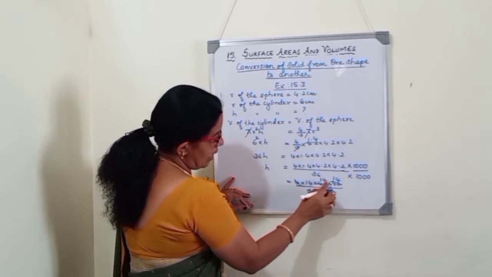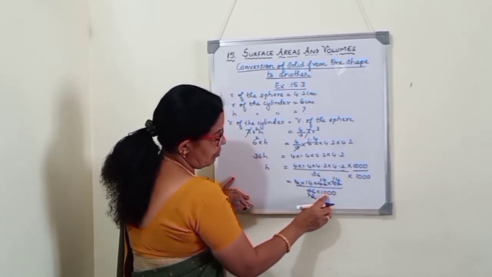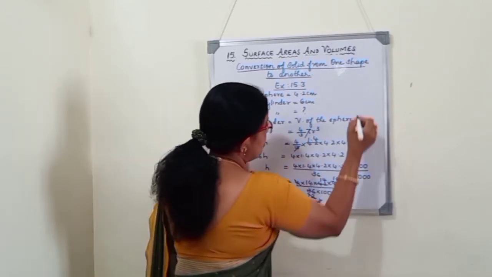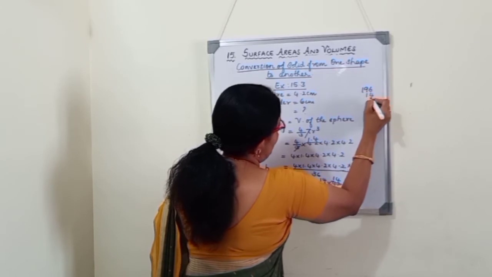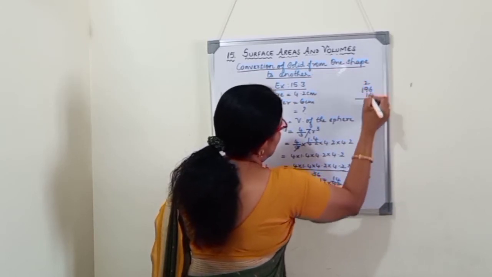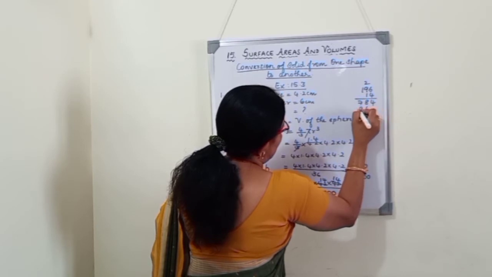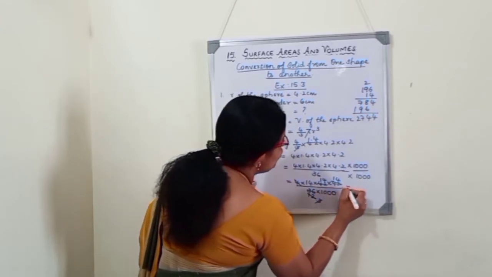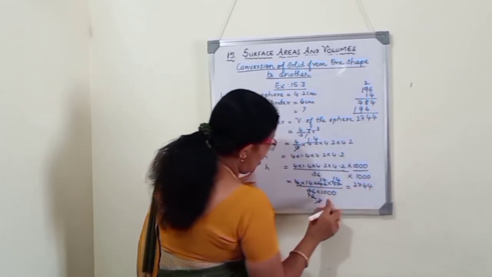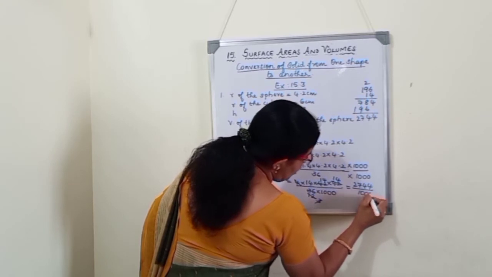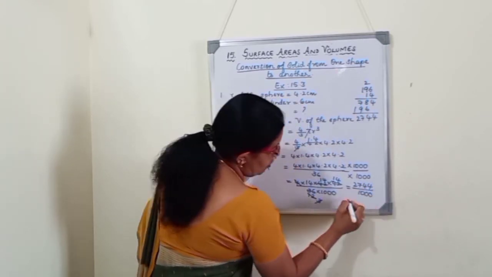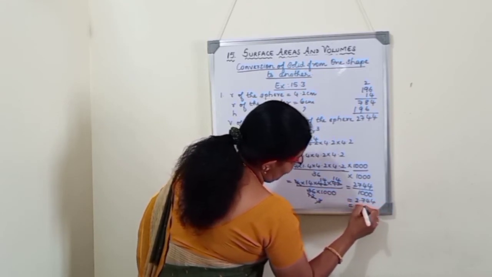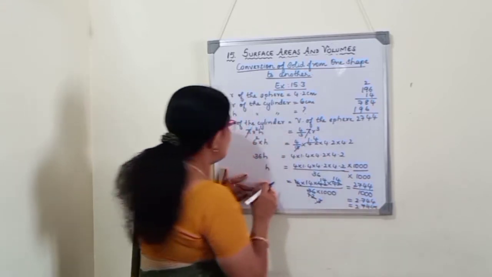So instead of cancelling this 1000, we will multiply all these numbers and adjust the decimal point. So 14 into 14 is 196. 196 into 14 we will multiply, we will get 2744, divided by 1000 as it is. Dividing by 1000 means we leave 3 digits and put the point. So 2.744, or 2.74 centimeter, is the height of the cylinder.